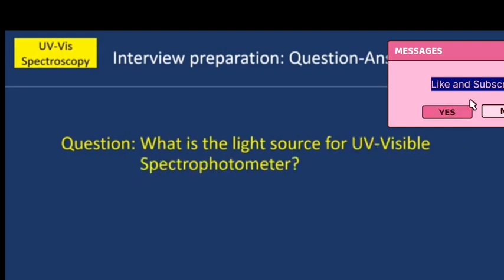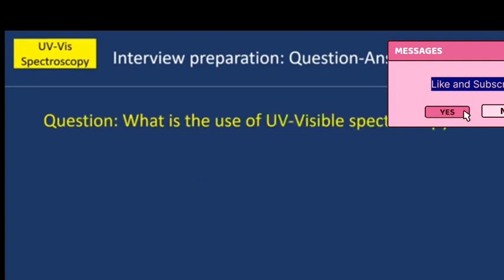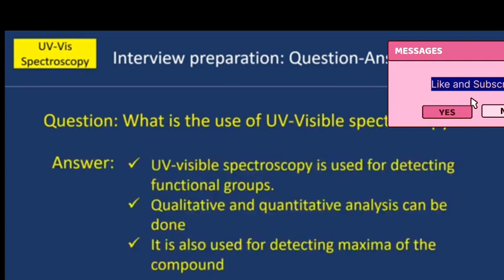What is the light source for UV visible spectrophotometer? Xenon lamp is used as a light source for UV visible spectrophotometer. What is the use of UV visible spectroscopy? UV visible spectroscopy is used for detecting functional groups. It is used for qualitative and quantitative analysis. It is also used for detecting maxima of the compound.